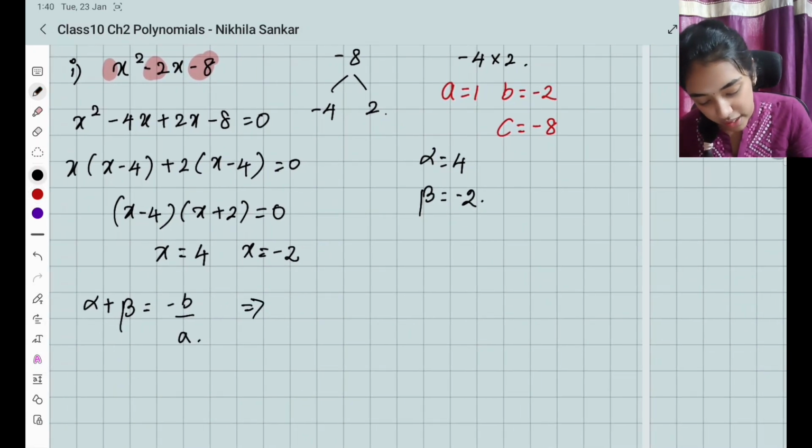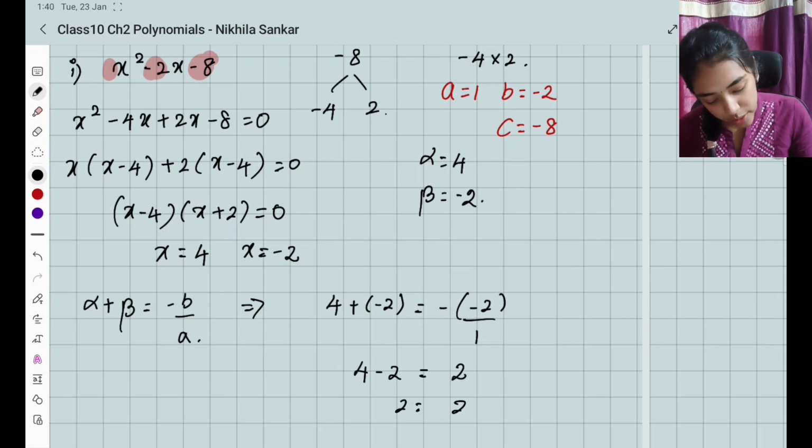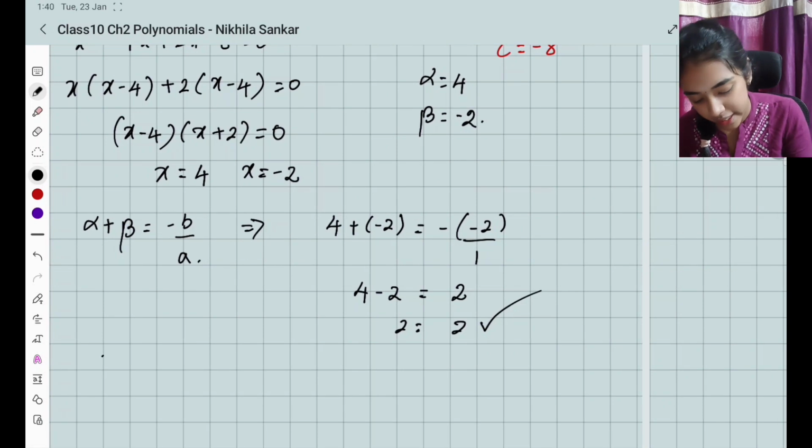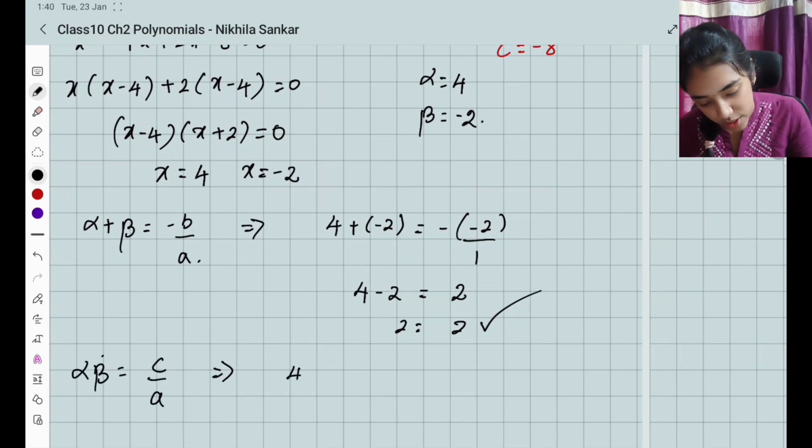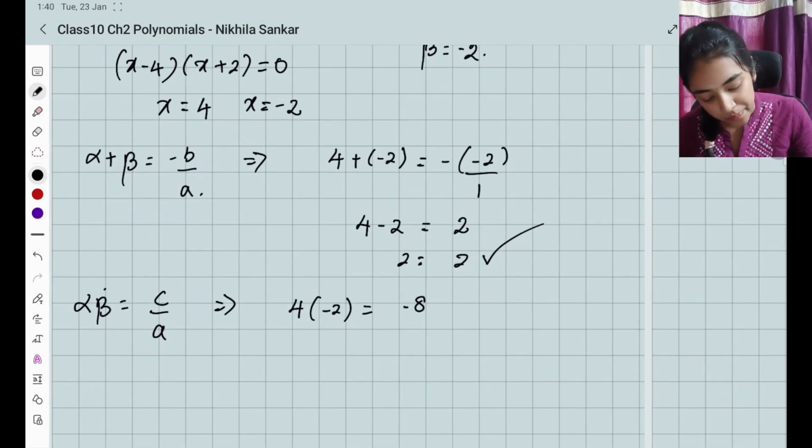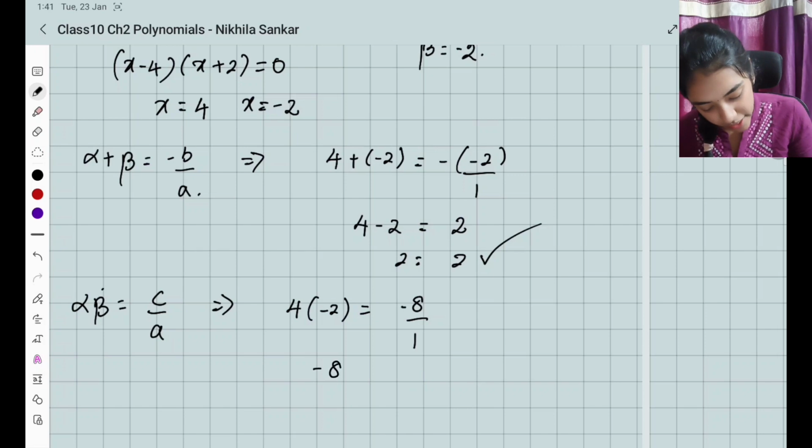So from this we have alpha plus beta. 4 plus minus 2 equals minus of b, so minus of minus 2 divided by a value 1. So you have 4 minus 2 equals 2, 2 equals 2. So the first relation is verified. Second, you have product of zeros equals c divided by a. Product of zeros is 4 into minus 2 equals c, which is minus 8, divided by a. So you have minus 8 equals minus 8, hence verified.